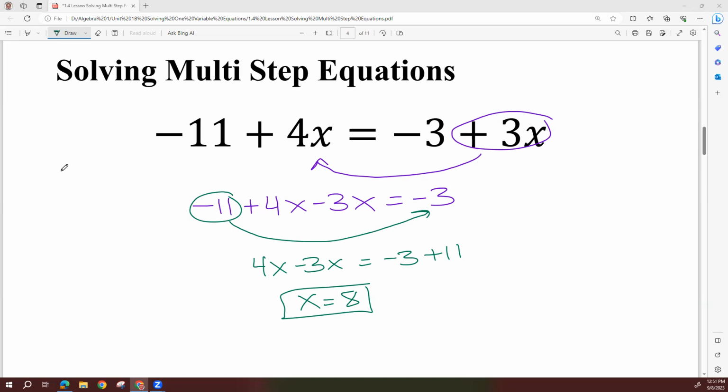So hopefully you got x equals 8. If you didn't, look at what I did and see if maybe you forgot to change an operation, or maybe you just combined like terms incorrectly. That's okay. If you can find your mistake, that's good. If you can't find your mistake, please do ask for help and I will help you find that mistake.